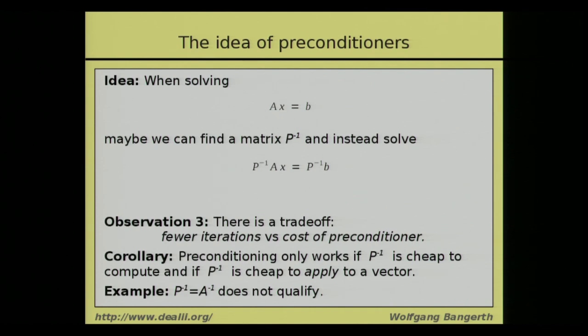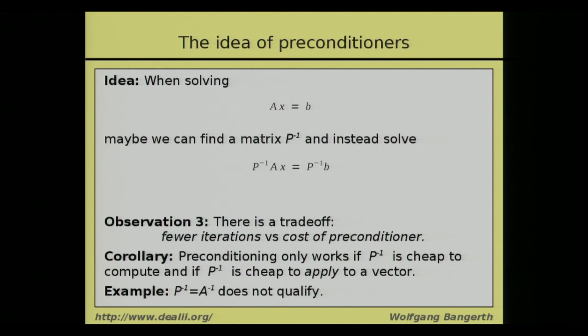So for a preconditioner to be good, that means that it must be cheap to compute the preconditioner and it must be cheap to apply the preconditioner. Sometimes I need to do some work up front. I need to set up extra data structures, for example. That would go into computing P^-1. But then I also need to apply it to individual vectors, and both of these operations should be cheap.